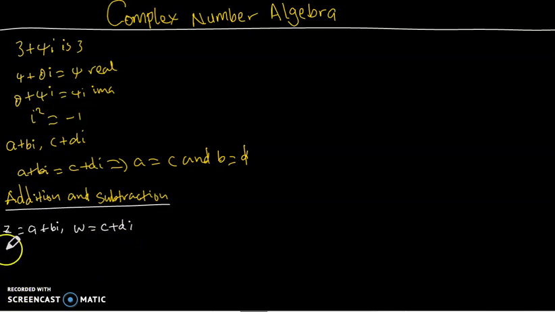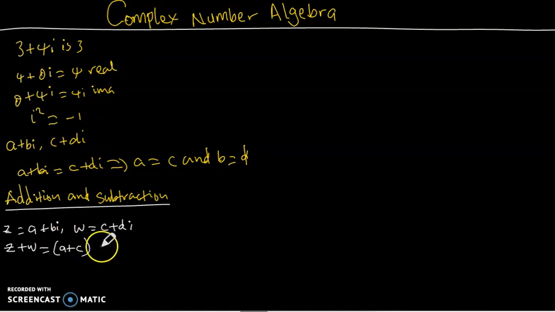To add these two numbers, what we need to do is z plus w. We want to add these two numbers. This is z and this is w. So add z plus w. This will be equal to a plus c. This is a and c. Those are the real part.